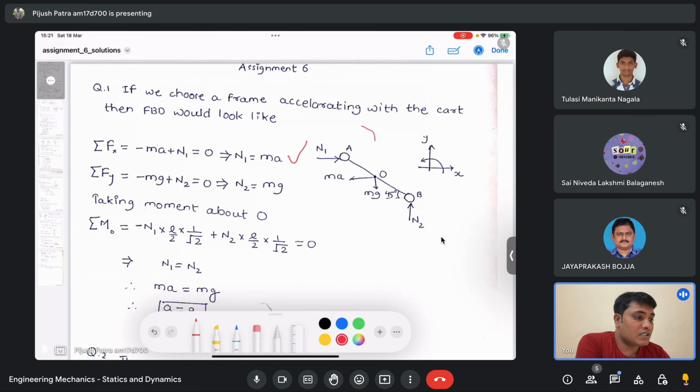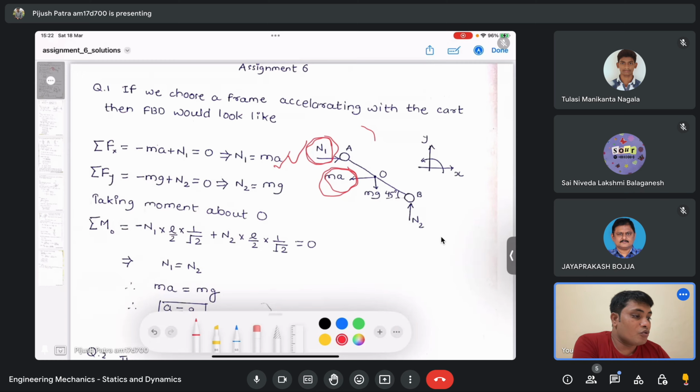The summation Fx must be 0, because you are in the same frame of reference, and you will see that the rod is static. It's not moving at all. The m into a must balance with that N1 term. If you do the summation Fx equals 0, or apply Newton's second law of motion along the x direction, then mass into acceleration is the force, which is m a. So m a equals N1. That's Newton's second law.